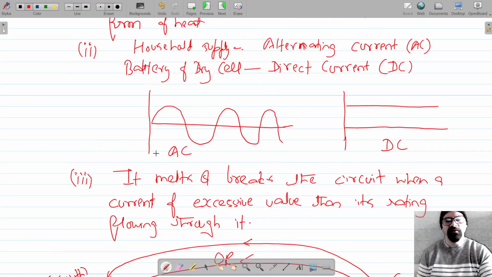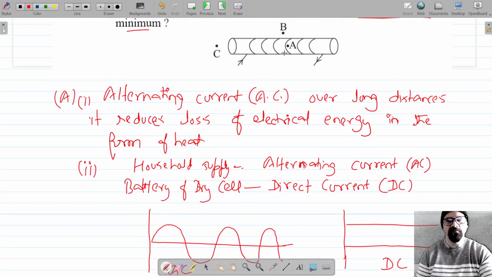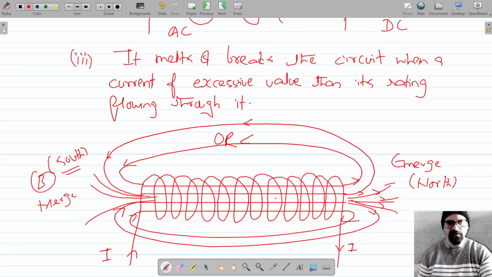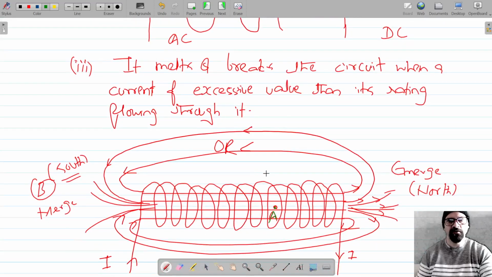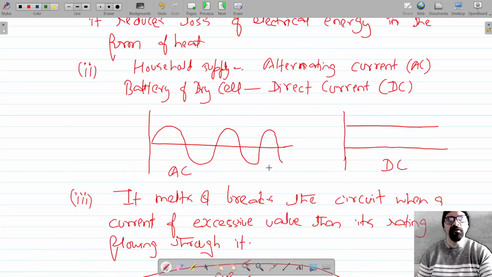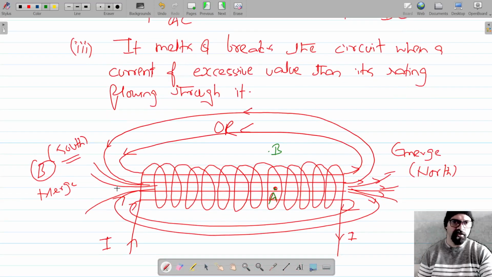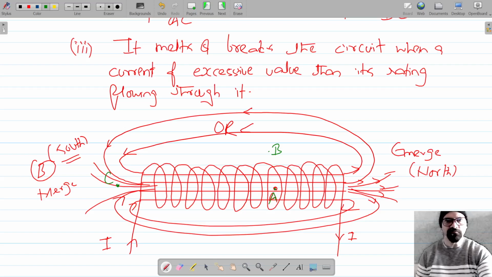Now it's given that we have 3 points. One is in the middle, which is point A. So let's say this is point A and the other one is outside here. Let's say this is point B and the other one is at the pole, which is point C. So we have to compare the strength of the magnetic field at A, B, and C.